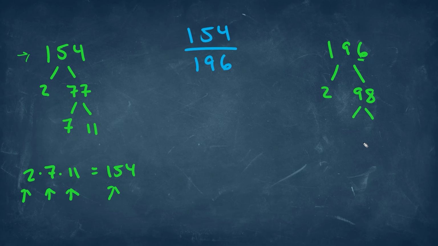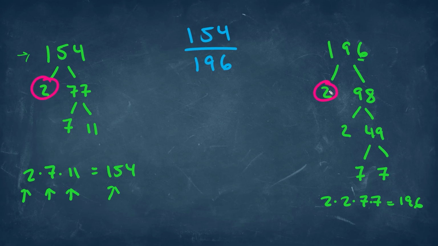Now, 98 can be factored into 2 and 49, and 49 is a multiplication of 7 times 7. So now that we have all the prime numbers factored out, that means that 2 times 2 times 7 will be equal to 196. And what we'll notice is that we have some similarities.